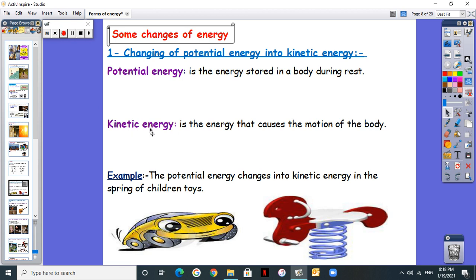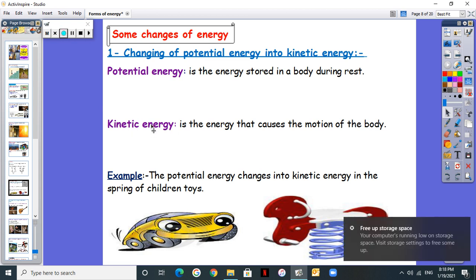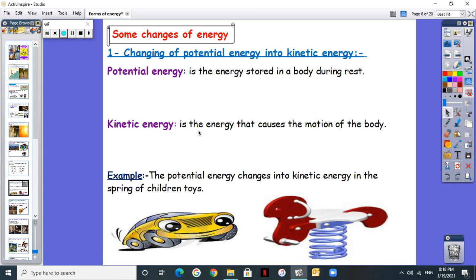Kinetic energy. Do you remember the definition of kinetic energy? Kinetic energy is the energy that causes the motion of the body, like the electric fan. When the electric fan moves, it has kinetic energy. So we know that potential energy can change into kinetic energy. For example, the potential energy changes into kinetic energy in the spraying of a children's toy.